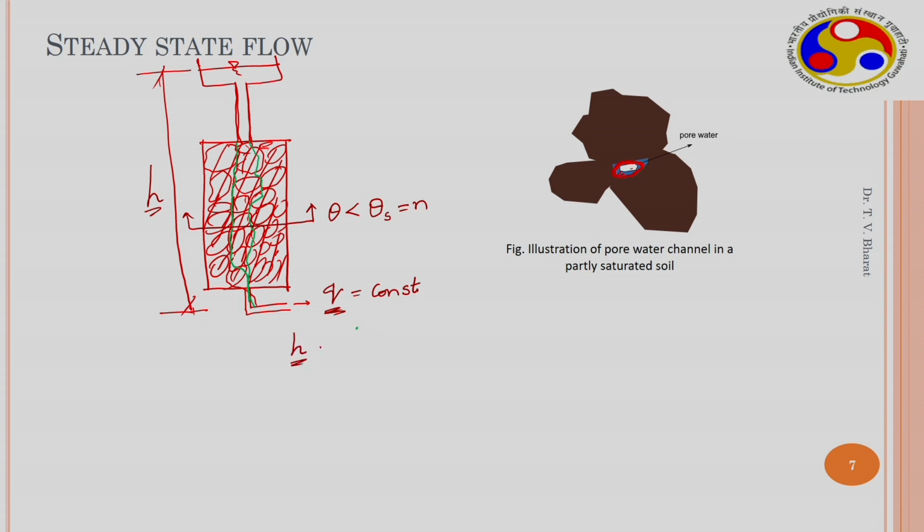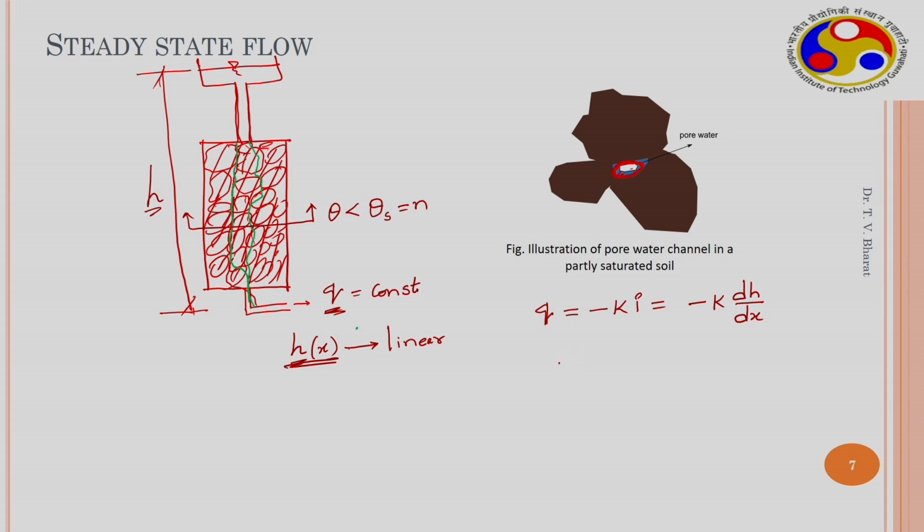How the head distributes with space is the question. This head distribution with space is linear for saturated soils, and whether it is linear or non-linear we can observe for unsaturated soils. For saturated soils, the variation is linear. That we can verify theoretically, to see why it is linear. For example, consider Darcy's law, that is Q equals minus K I, which is minus K dH by dx.